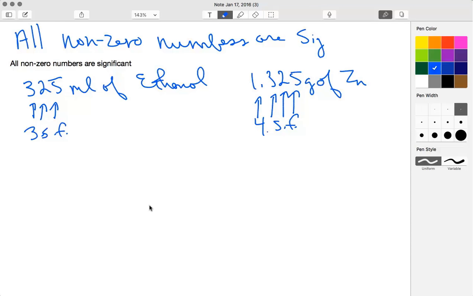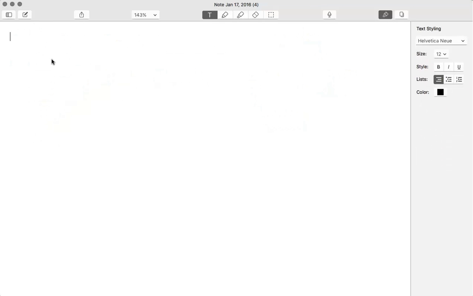So anytime you see a counting number and it's not 0, then it's always significant. That's hard and fast and never changes at all. But things aren't always that simple. So let's say that we have some zeros in a number. That would make it less simple.